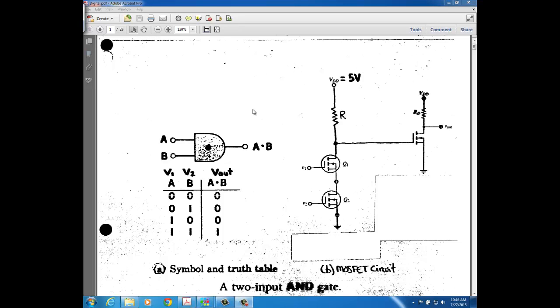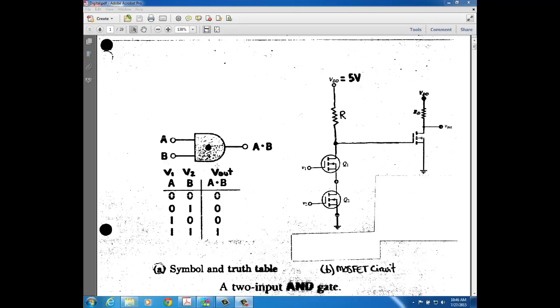Here in this video we continue our discussion of logic gates. In the previous video we looked at the NOT gate, or the inverter, where the output is always the opposite of the input. In this video we look at the AND gate, which performs the logical AND function, and the logical AND function is explained right here in this truth table.